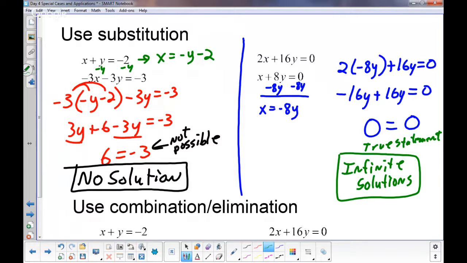So with substitution, when we substitute in, all of a sudden we have no more variables left. If we have a non-true statement, it's no solution. If we have a true statement, it is infinite solutions. And so that always holds true with substitution.